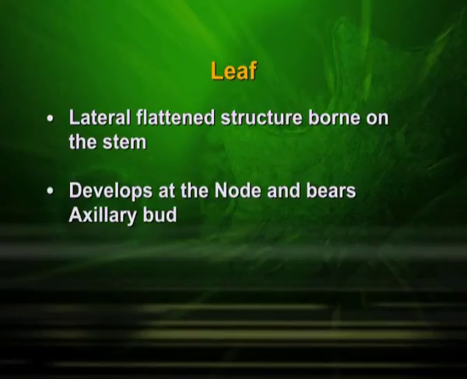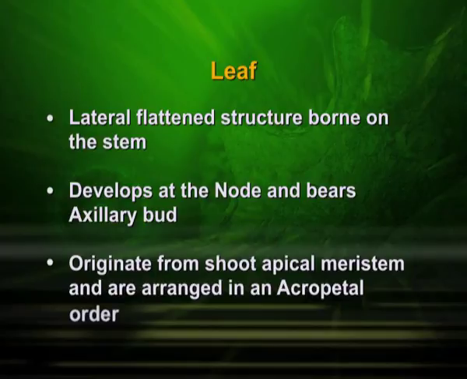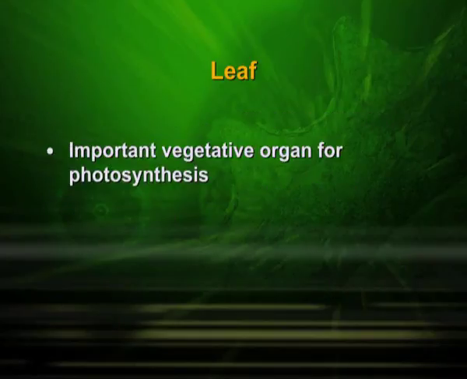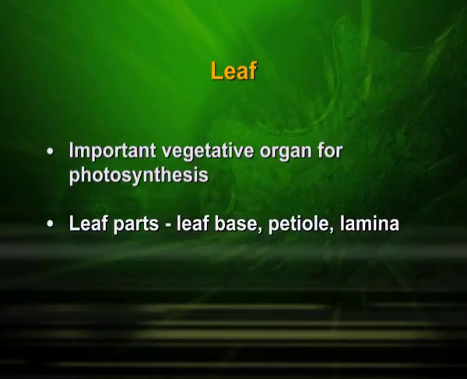This is the flattened structure of the leaf which is borne on the stem and is generally attached to the stem by the stalk which is known as petiole. It develops at the node and it bears axillary bud. It originates from shoot apical meristem and is arranged in acropetal order. They are the important vegetative organs for photosynthesis. The leaf is generally made up of three parts: the leaf base, petiole and lamina.